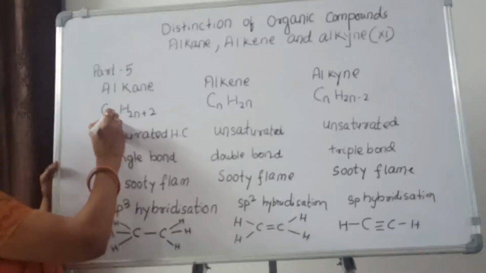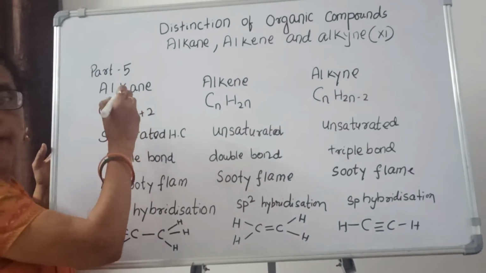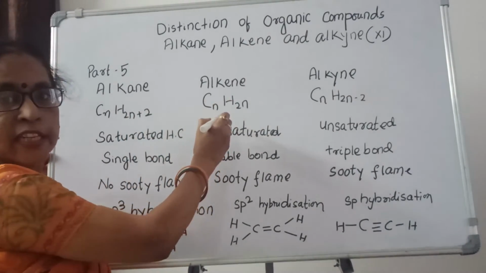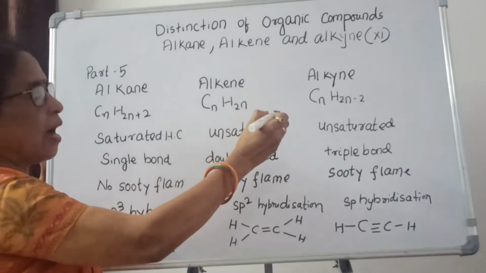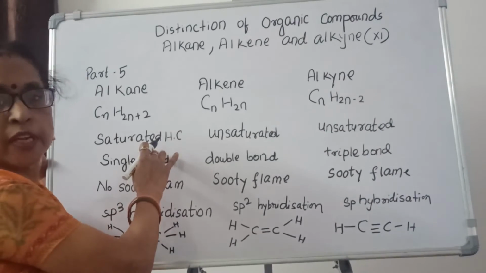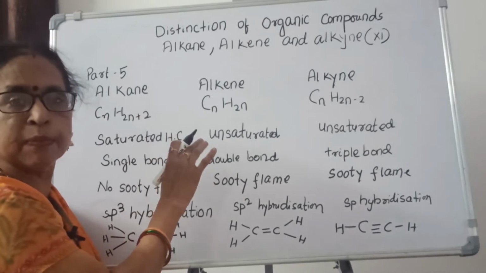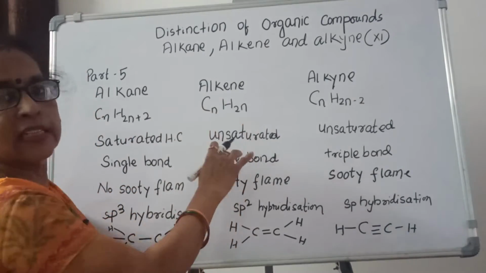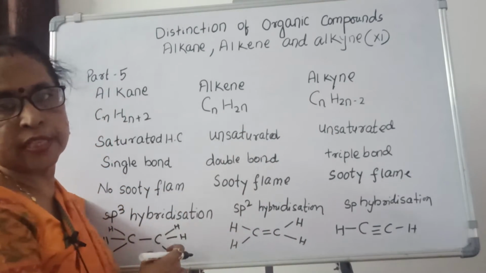Here if you put 1, then 2 into 1, 2 plus 2, 4, that is CH4, methane, the first compound. Similarly, here C2H4, that is ethene, and here C2H2, ethyne. Alkane is a saturated hydrocarbon because there is no double or triple bond here, and alkene is an unsaturated hydrocarbon, and alkyne is also an unsaturated hydrocarbon.